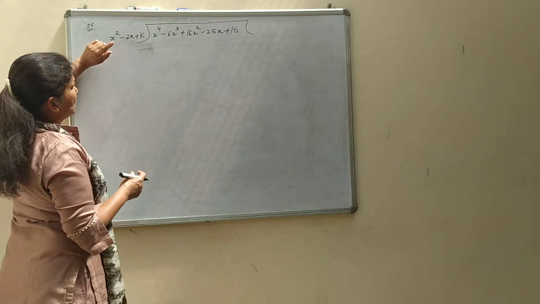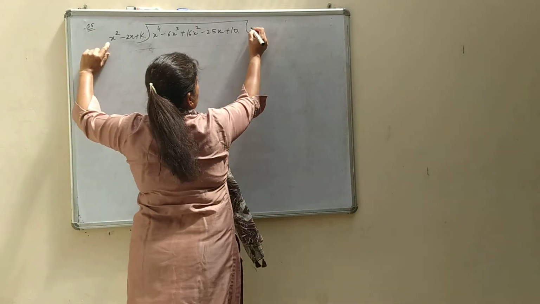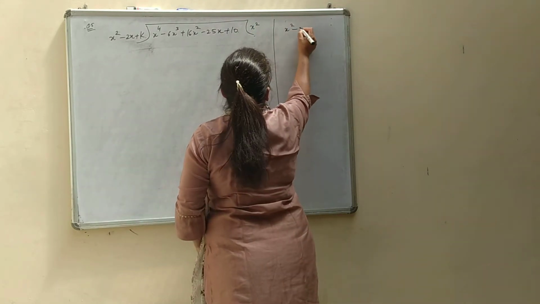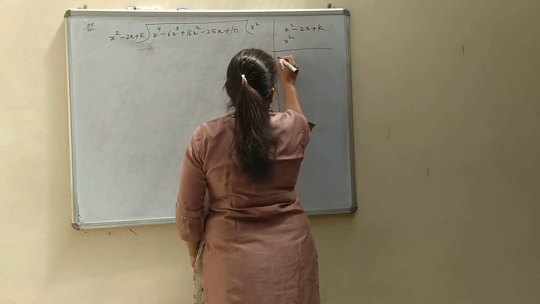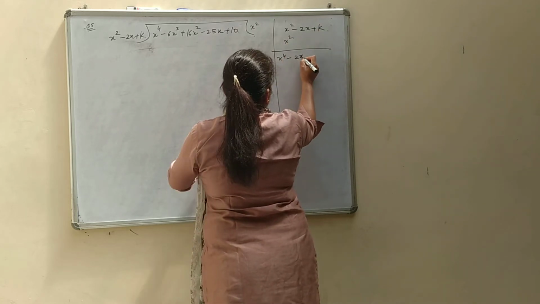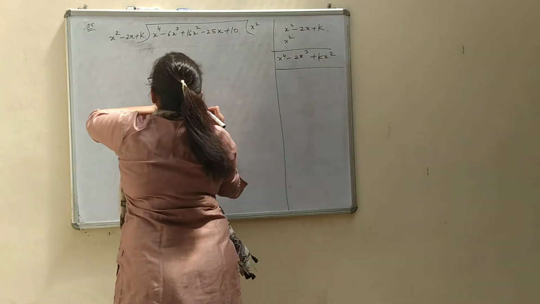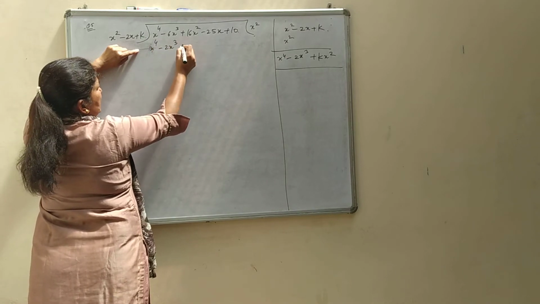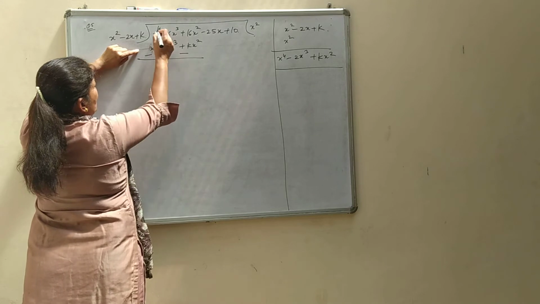Now, by long division, we will multiply x square by x square here. In the rough work, first of all, we will multiply x square minus 2x plus k by x square. x raised to power 4 minus 2x cube plus k x square. Here k is any unknown value.